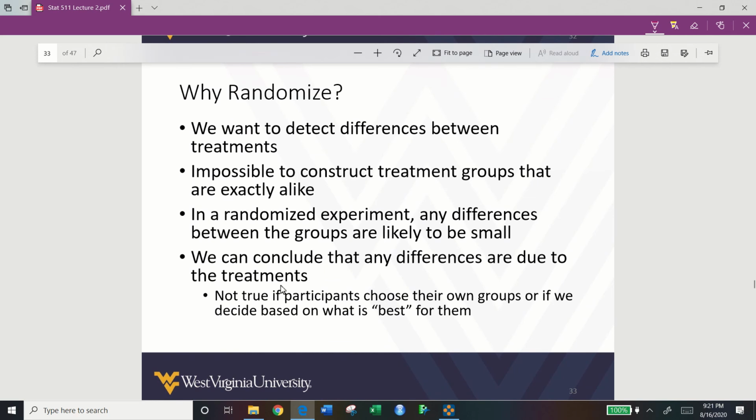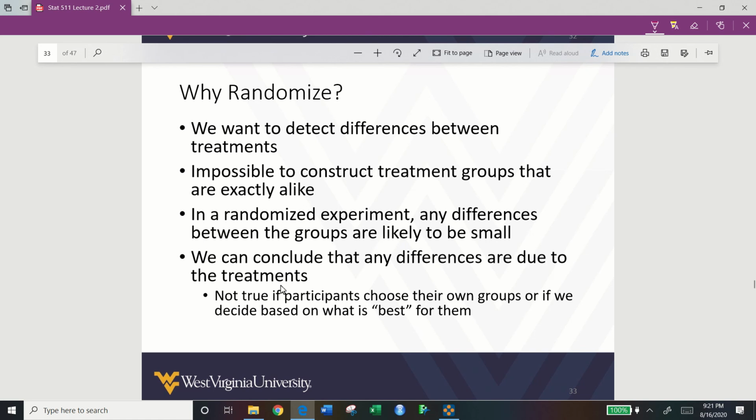Once again, I can't emphasize enough how important randomization is. Now, why is it so important? Well, we want to be able to detect the differences between the treatments. It is impossible to construct treatment groups that are exactly alike. In a randomized experiment, any differences between the groups are likely to be small, and we can conclude that any differences are going to be due to the treatment.